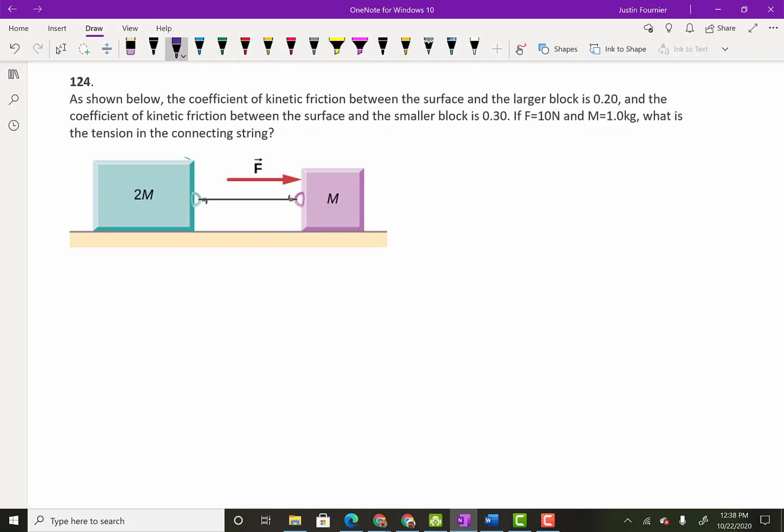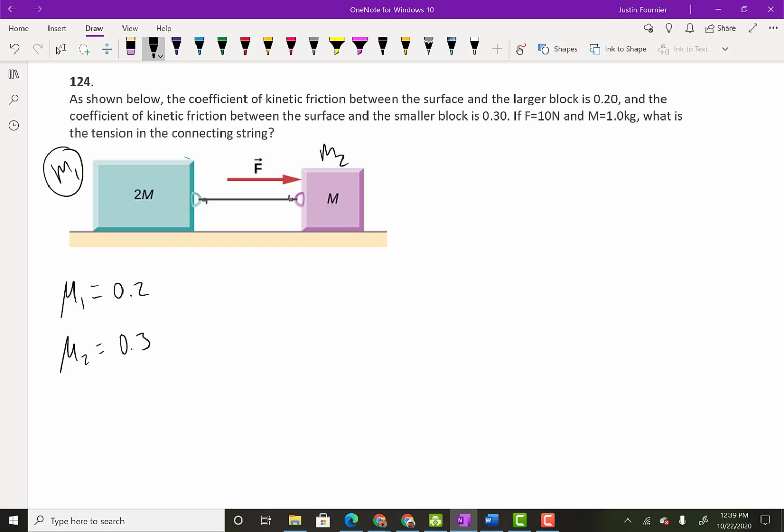is 0.2. So coefficient of friction, let's see, I'll call this block 1. This will be block 2. So coefficient of friction for block 1 is 0.2. And the coefficient of kinetic friction between the surface and the smaller block is 0.3. So coefficient of kinetic friction of this is 0.3.